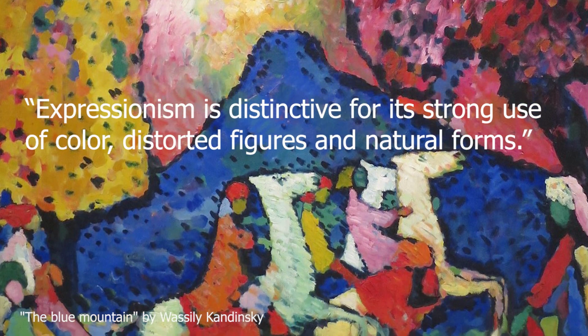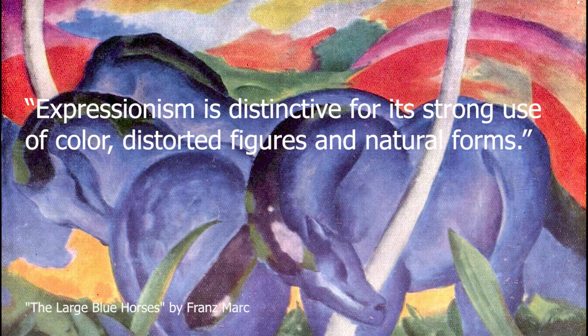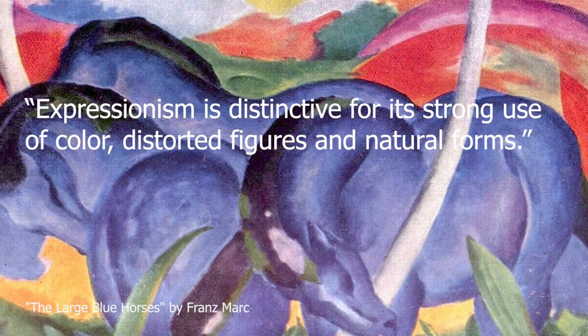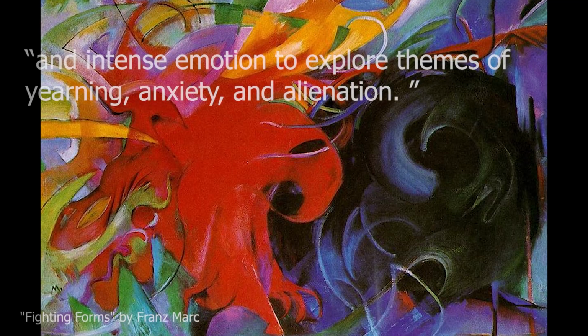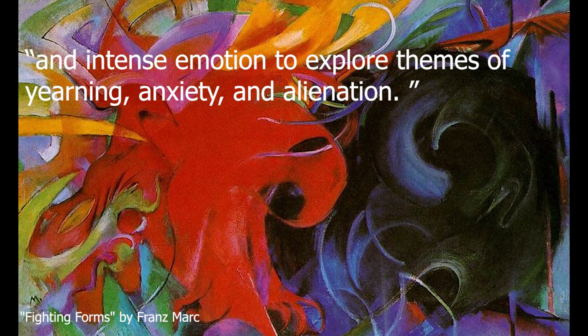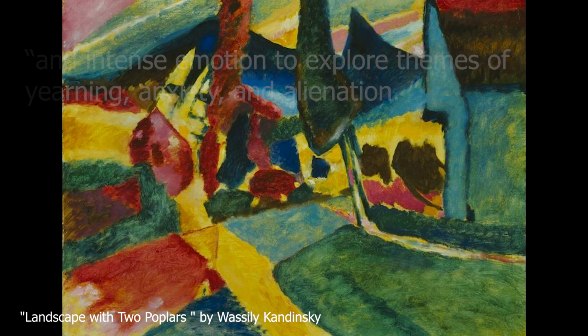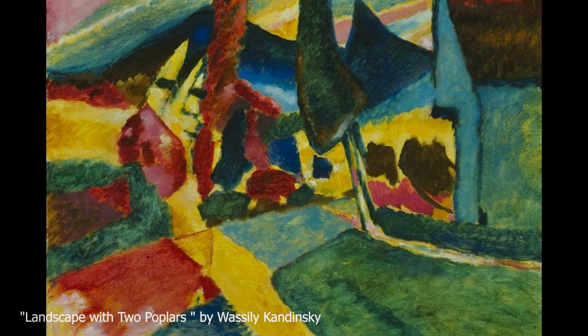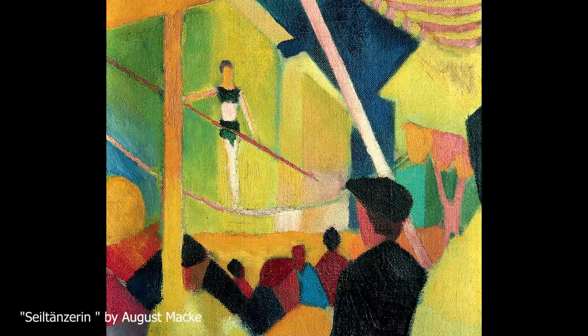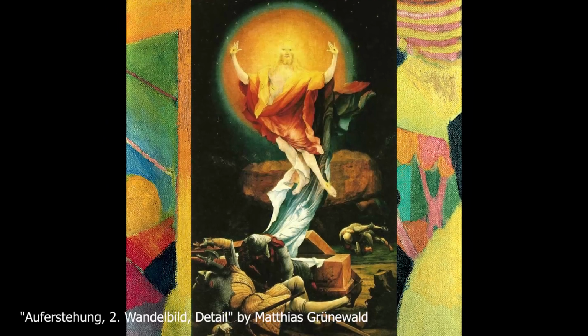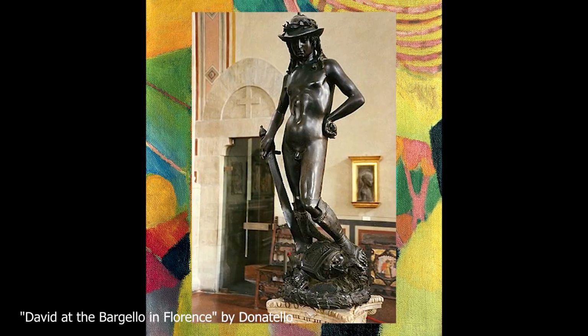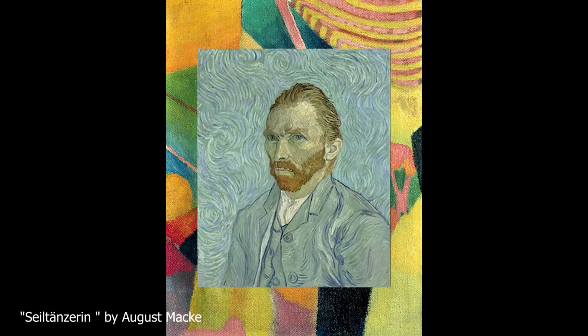So Expressionism is distinctive for its strong use of color, distorted figures, and natural forms, and intense emotions to explore themes of yearning, anxiety, and alienation. These same elements can be seen in works of earlier artists including Matthäus Grünewald, Donatello, Goya, and Van Gogh.